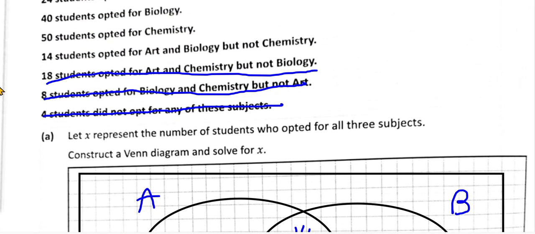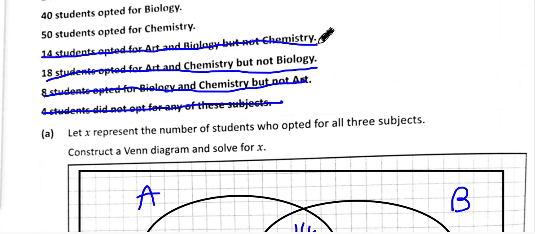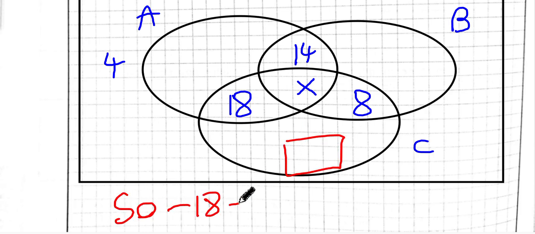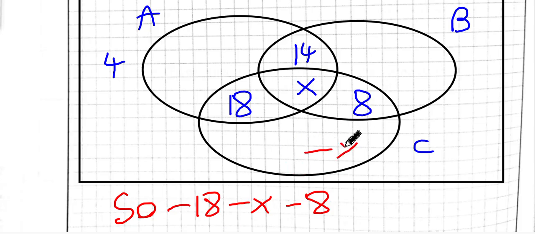Okay. Let's keep going. Now, 50 students opted for chemistry. 50, yeah? So, whatever is in the red box is 50, take away 18, take away X, take away 8. Would anybody know how to do that? You can't put minus X in your calculator, can you? So minus X stays where it is. Nothing to be done there. What do you get? 24 minus X.